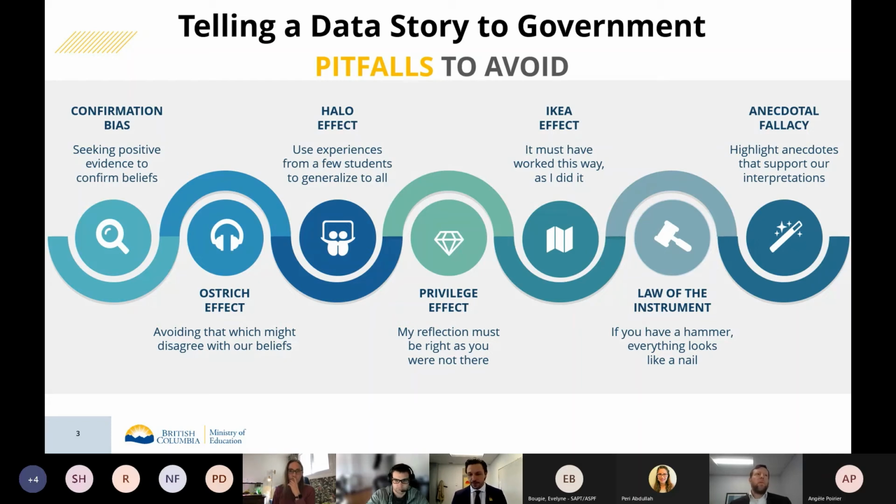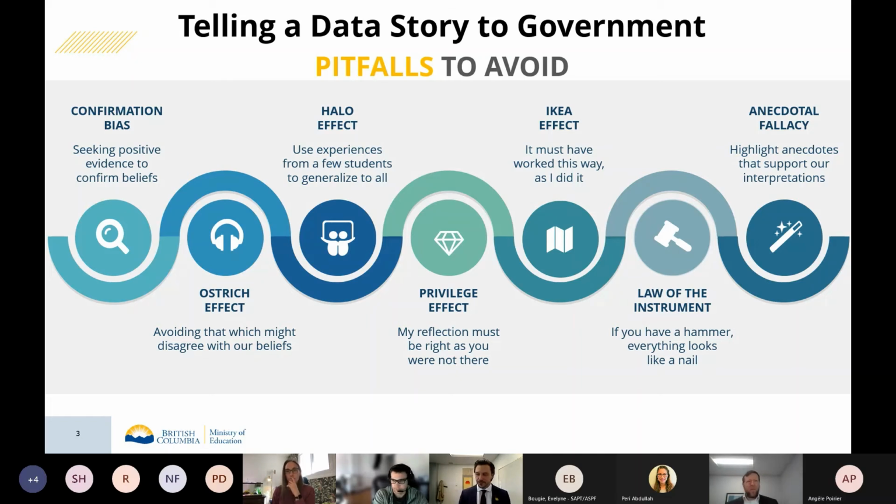Privilege effect: my reflection must be right, as you were not there. So this is where a combination of different types of data can come in and be very, very helpful. IKEA effect: it must have worked this way, as this is the way that I did it.